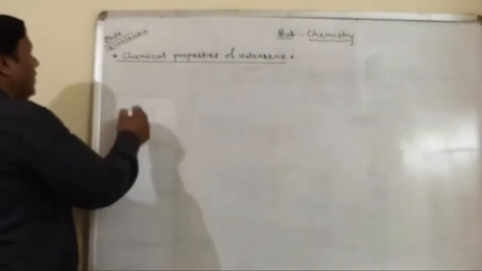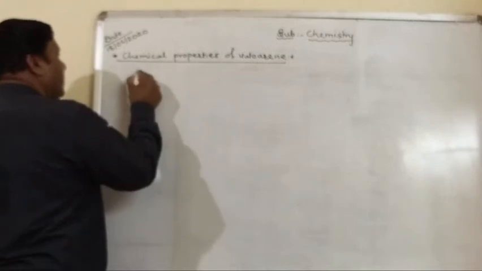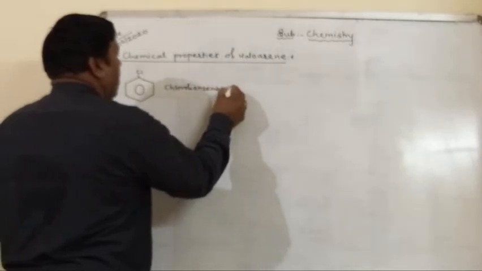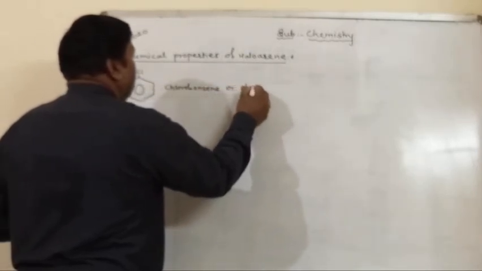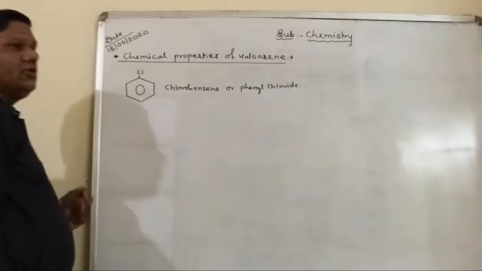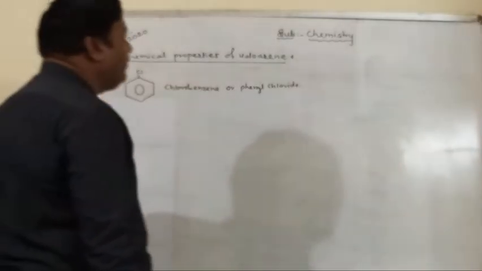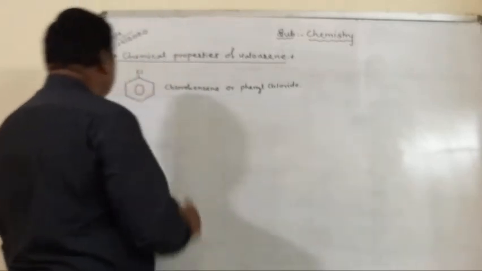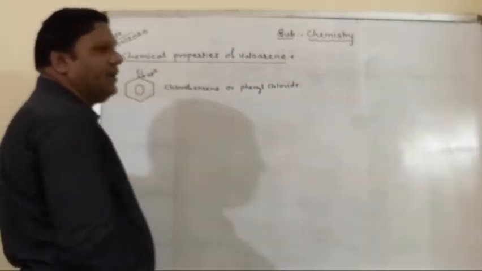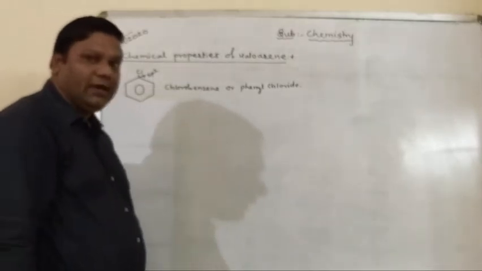Now you know the member of haloarenes is chlorobenzene. Chlorobenzene is also named phenyl chloride. Is the term clear? So here we discuss the chemical properties of the haloarenes. Now this halogen-bearing carbon is in the sp2 hybridized state. You know how it is sp2? Because this carbon has a double covalent bond.